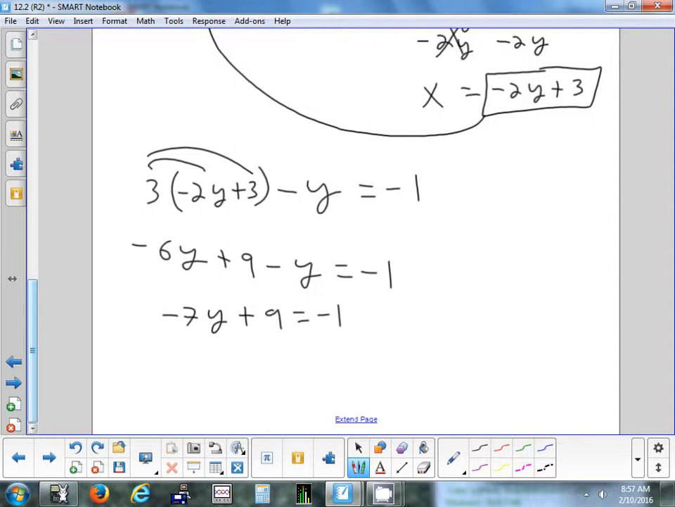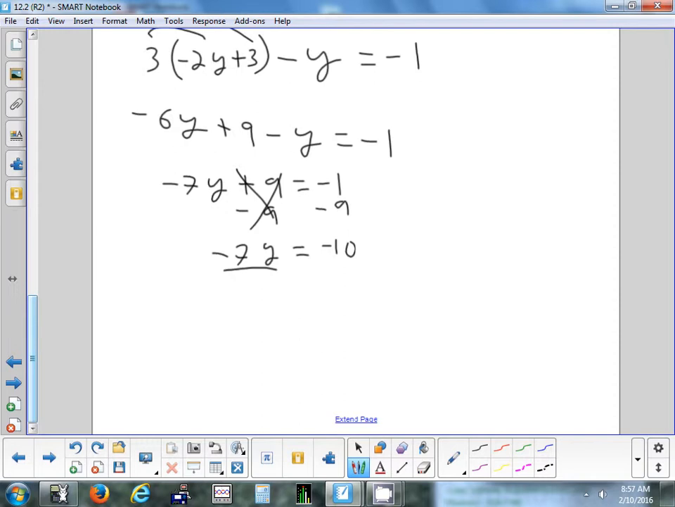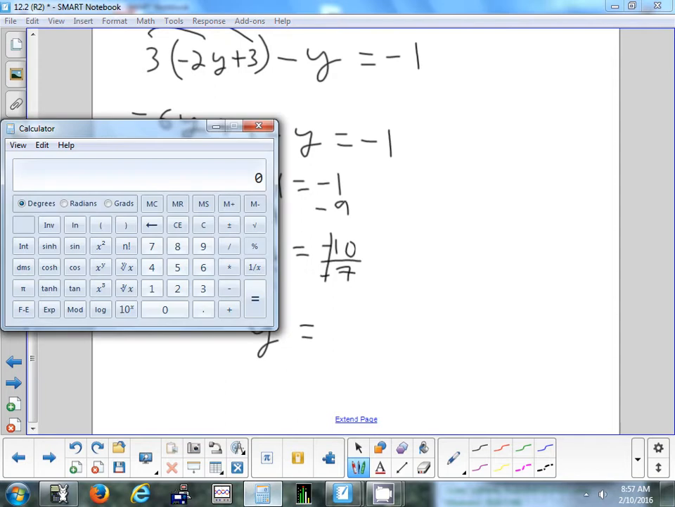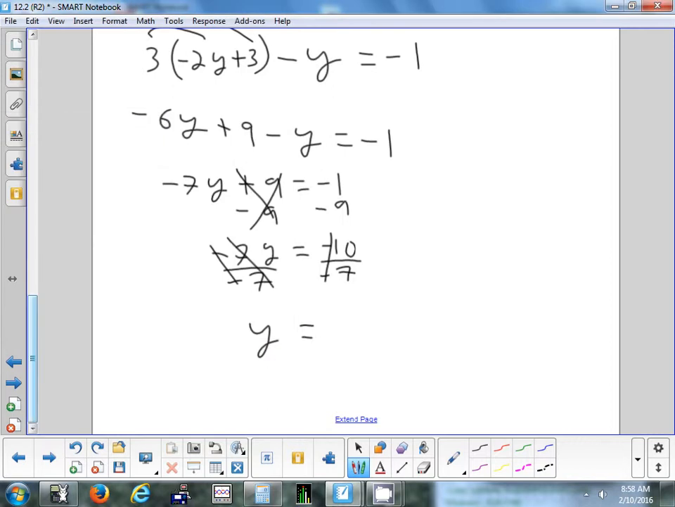Okay. Next step. Yep, we're going to subtract 9. So I get negative 7y equals negative 10. Again, notice each step, the equation is getting smaller. That's what you want. All right, and what's my last step? Yeah, divide by negative 7. Negative divided by negative, that's a positive. Let's see if that comes out nice. Not really. So let's just leave it as a fraction.